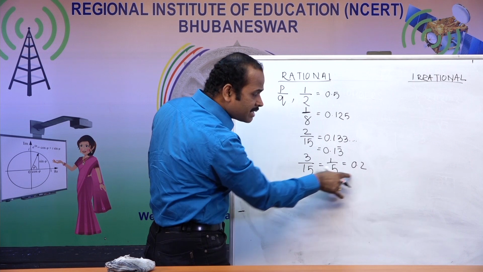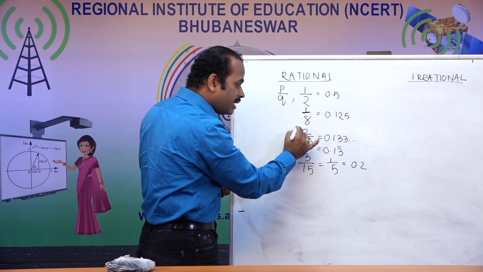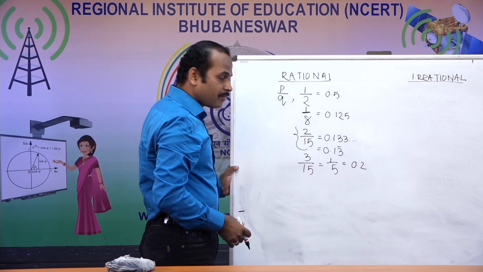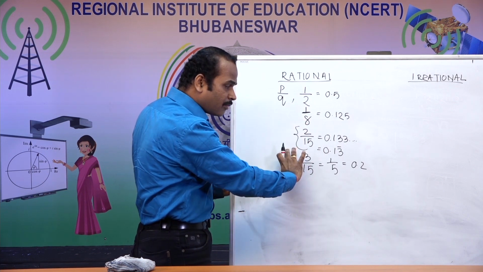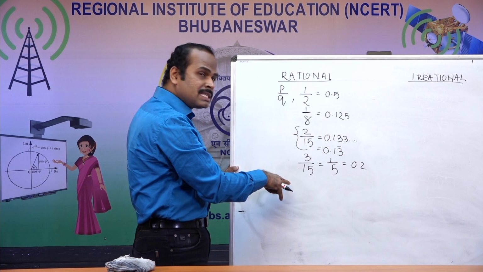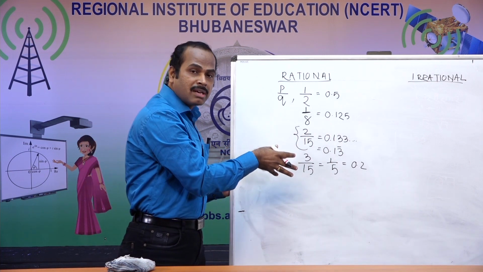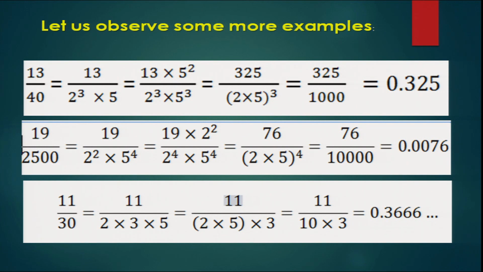Now this is a terminating decimal, but 2 by 15 is a non-terminating decimal. So what basic difference do we find between these two rational numbers, that one is giving a terminating decimal while the other is giving a non-terminating decimal? Let us observe some more examples. 13 by 40. In the rational expression 13 by 40, we find the denominator is 40, which can be split into its prime factors as 2 to the power 3 into 5. Here 2 to the power 3 and 5 to the power 1 are there. To make both the powers 3, I multiplied by 5 to the power 2 in the denominator.